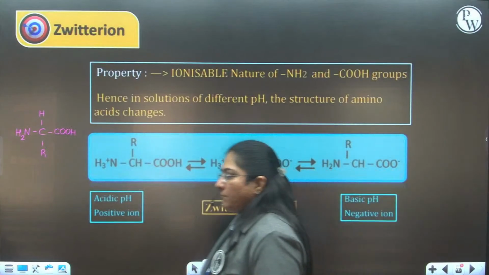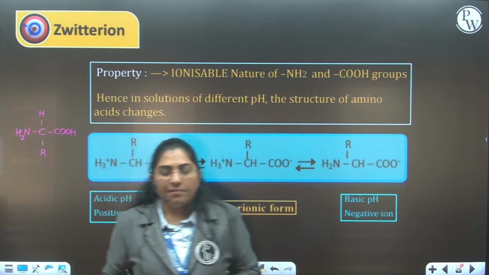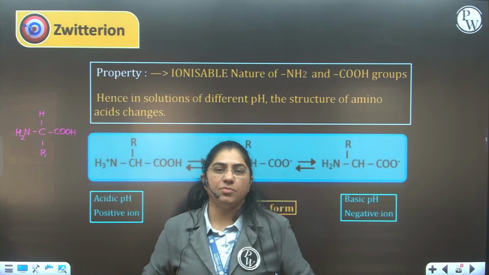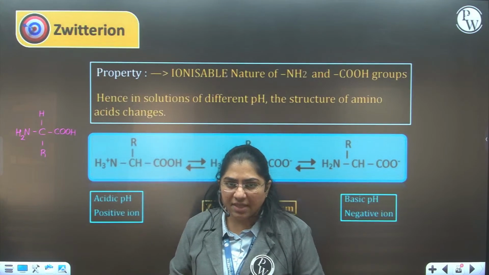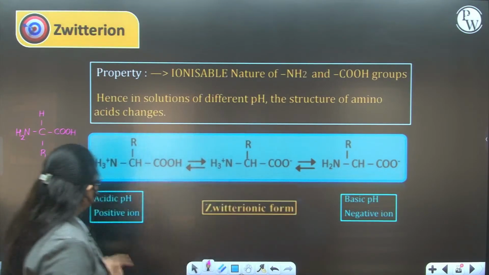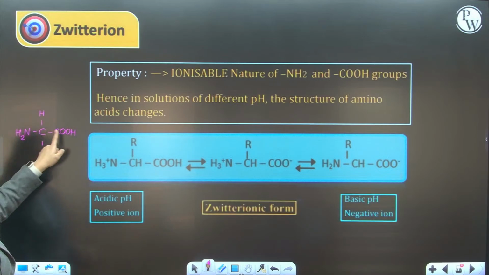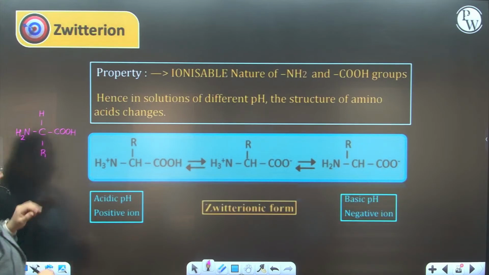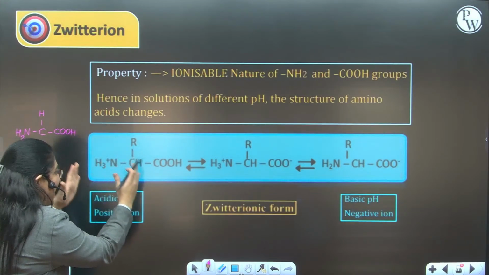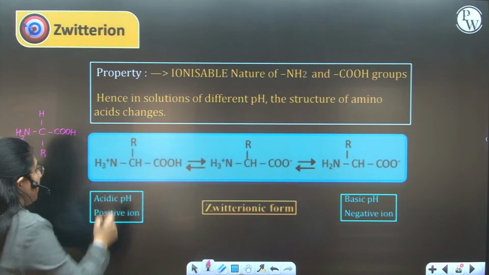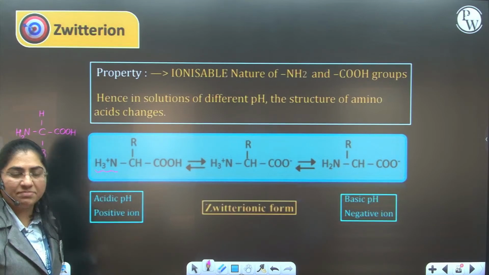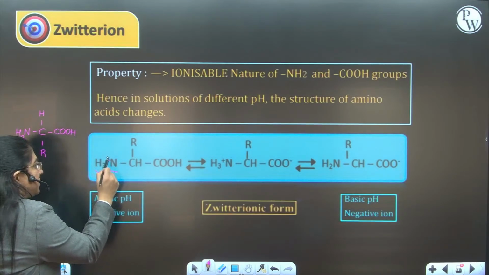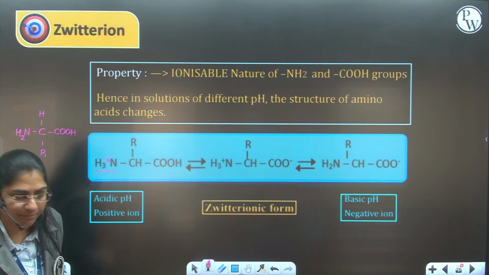Moving ahead. Multiple properties are there, but one of the most important properties of an amino acid is that it behaves as a zwitterion. Let us understand what a zwitterion is. We said an amino acid has an H, NH2, COOH and a variable R group attached to the carbon. Now when we place this amino acid in an acidic pH, what will happen? The NH2 is a very good hydrogen acceptor. It accepts the hydrogen and behaves, as you can see, as a positively charged ion.